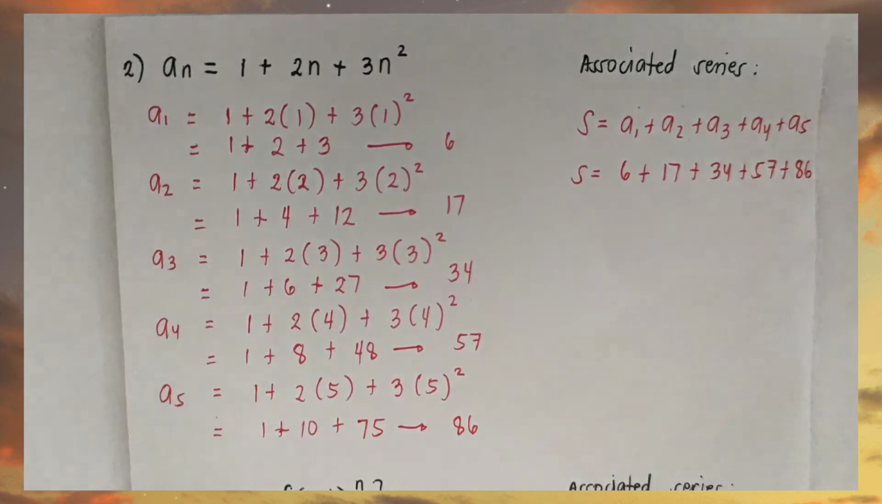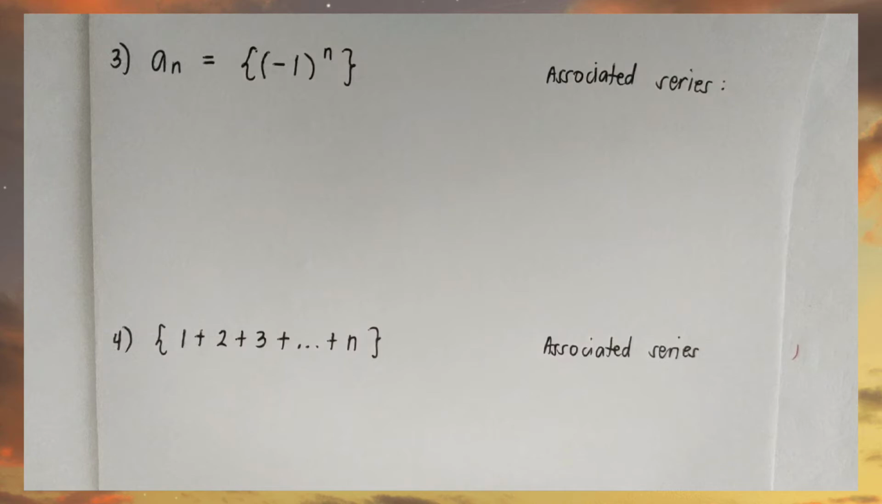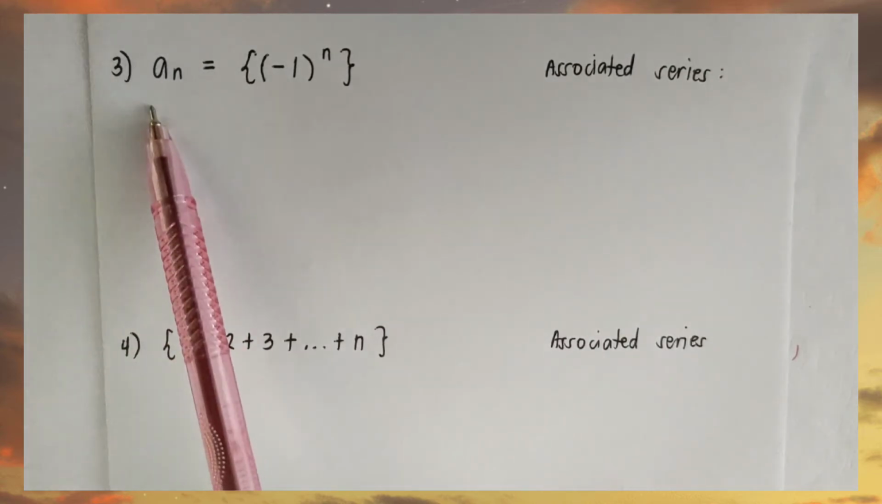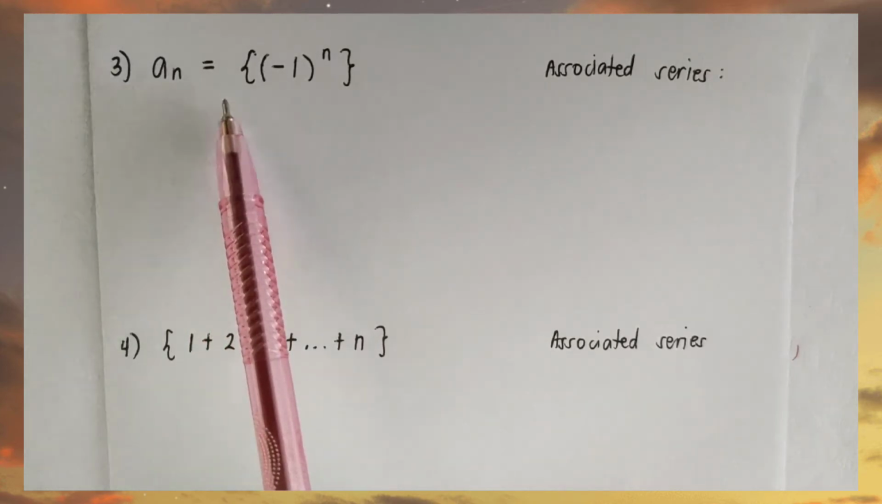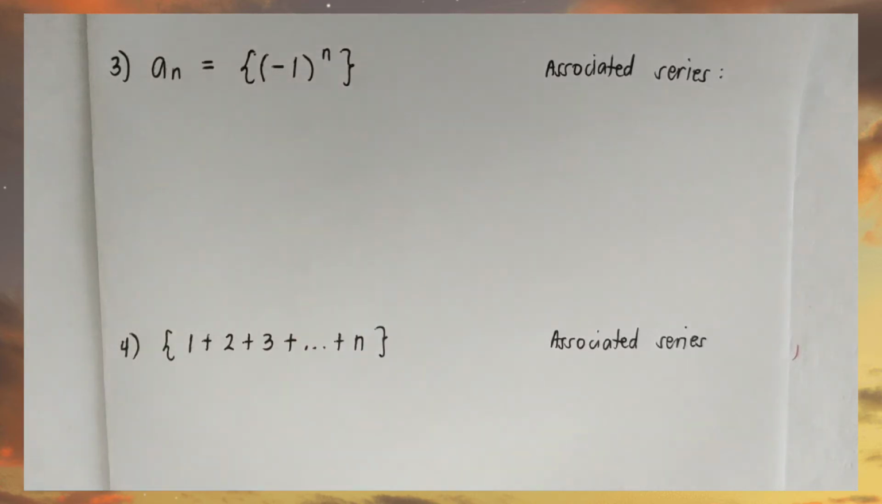Next number. Let's proceed with the third example. We have here A sub n is equal to negative 1 raised to n. Remember, class, that if the base is negative and the exponent is odd, the answer is negative. And if the base is negative, while the exponent is even, the answer will be positive.